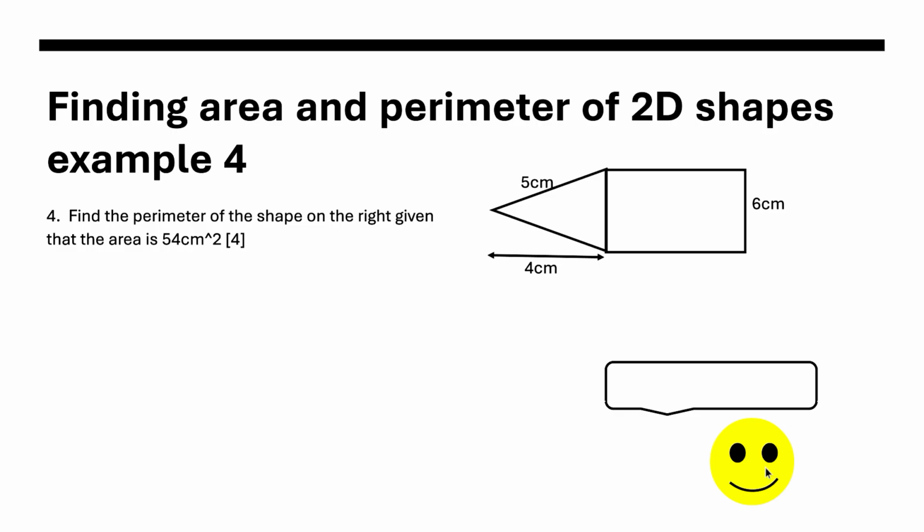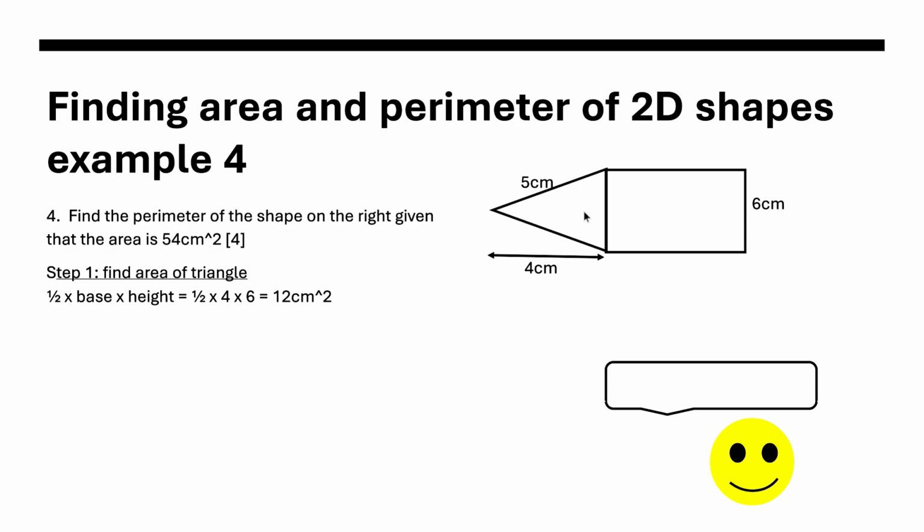The final example is to find the perimeter of the shape on the right, given that the area is 54 centimeters squared. So this one we don't have the side length or width information that we might normally need, but we do have the area. So what we do know is the area of the triangle plus the rectangle will be 54, and we can work out the area of the triangle because we have enough information to.